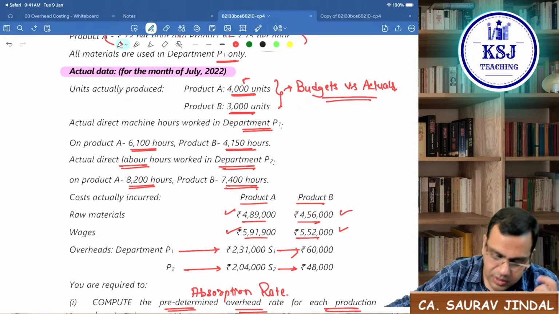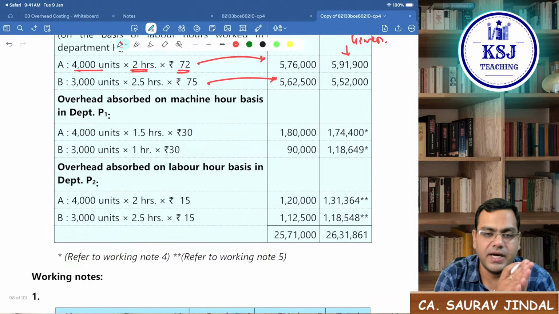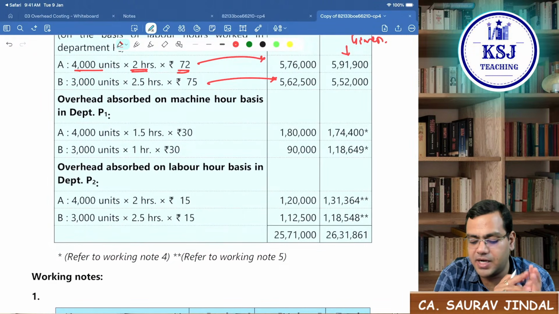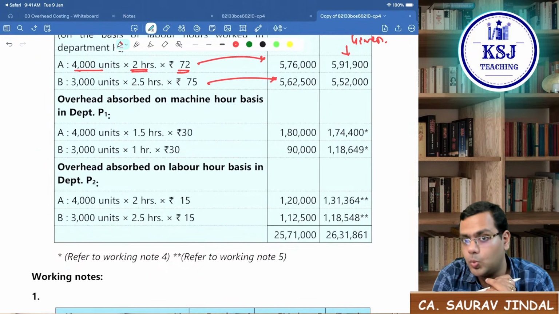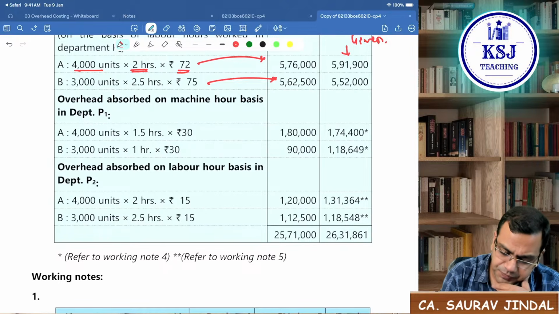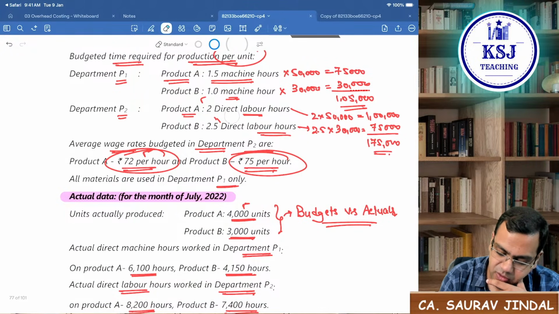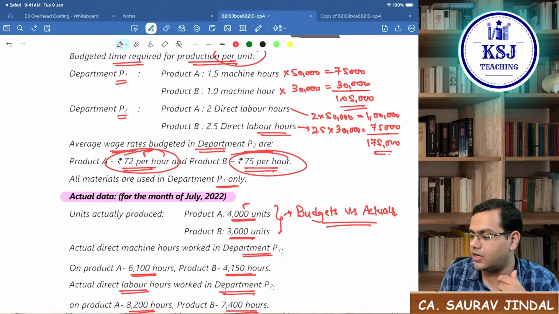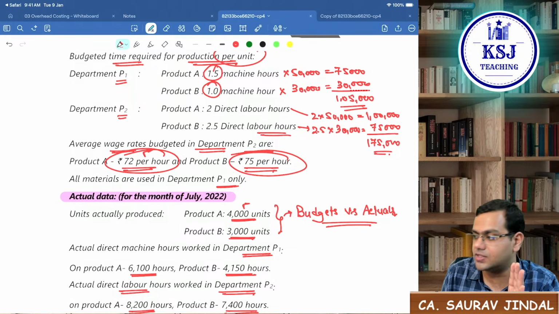Done. Now coming to the overheads part. The overheads are divided into 2 parts. One is based on machine hours for your department P1. Another one is based on the labor hours for your department P2. Can you calculate these machine hours? In the department P1, for every 1 unit, what are the machine hours required? That is 1.5 and 1. This is the budgeted machine hours.